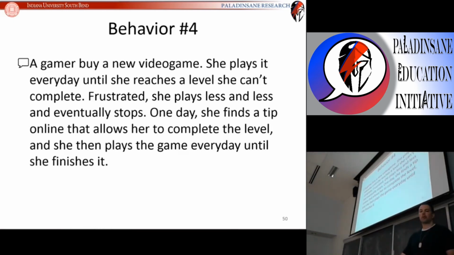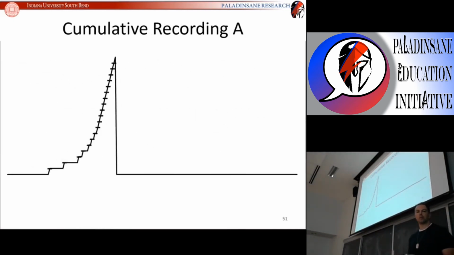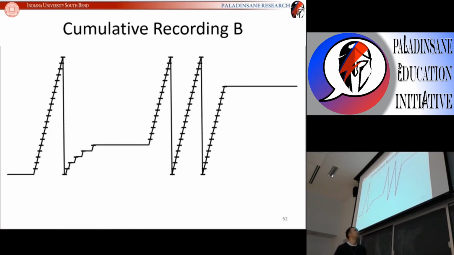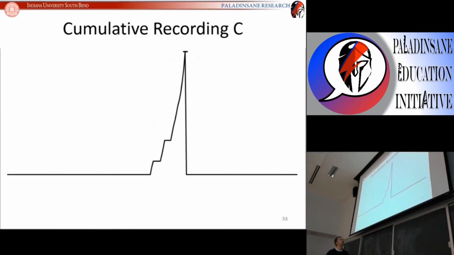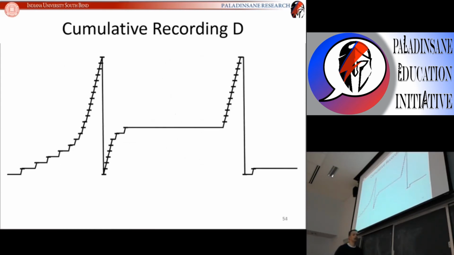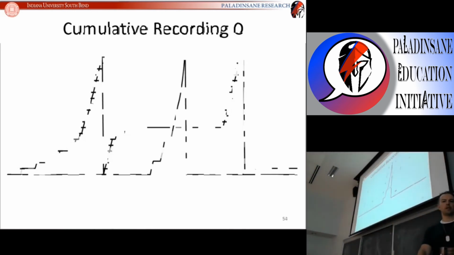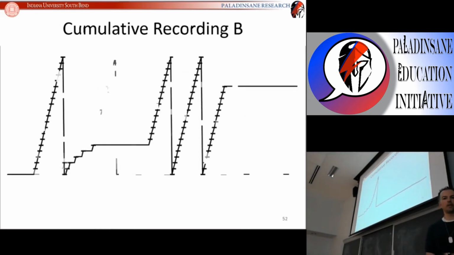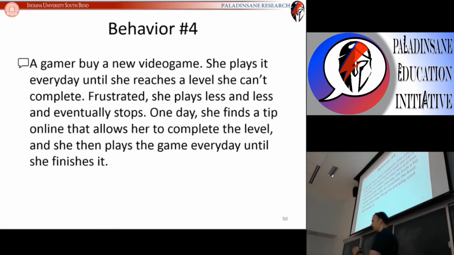So those are the 4 behaviors, and then you got cumulative recorder A. We got cumulative recorder B. Cumulative recorder C. And then finally, cumulative recorder D. So which of these goes with which description of behavior? I'll give you a few minutes to analyze those and figure it out.